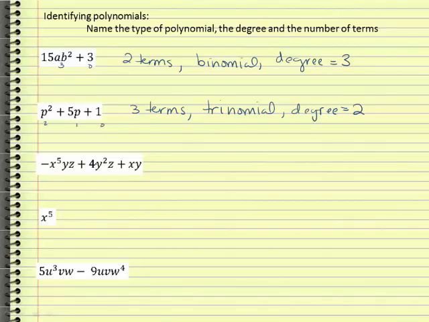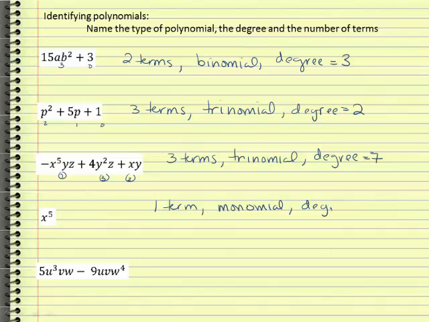I have 1, 2, 3 terms again, which makes it a trinomial. I have 5, 6, 7, 2, 3, and 2. 7 is the highest, so that is the degree of the polynomial. I have 1 term, which makes it a monomial, and the degree is 5.